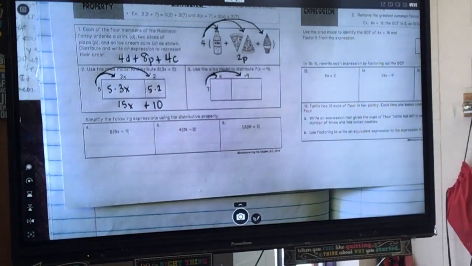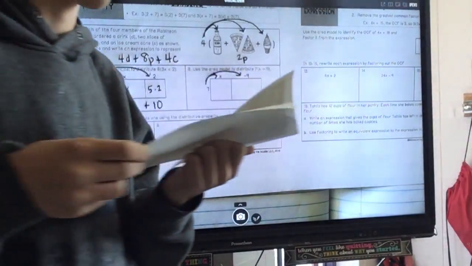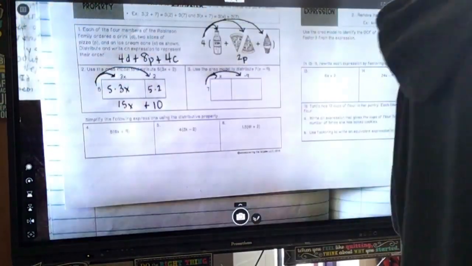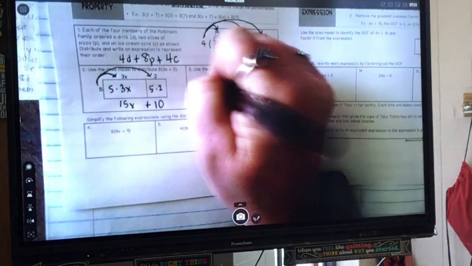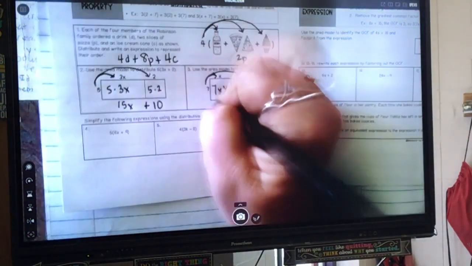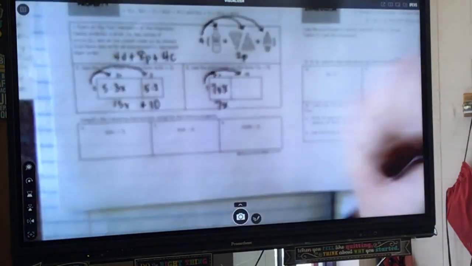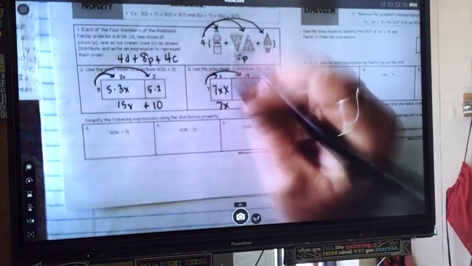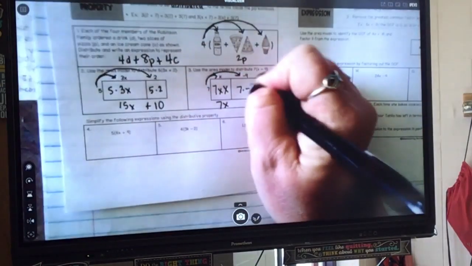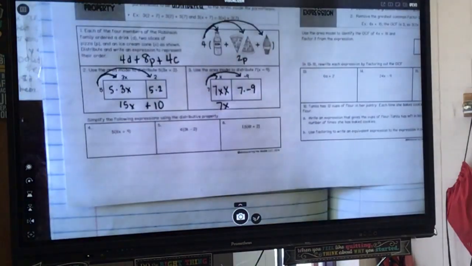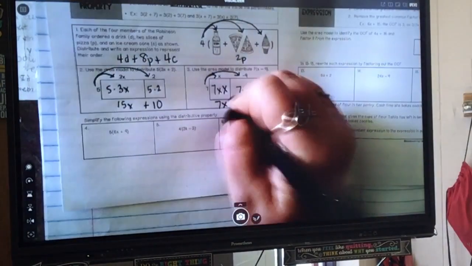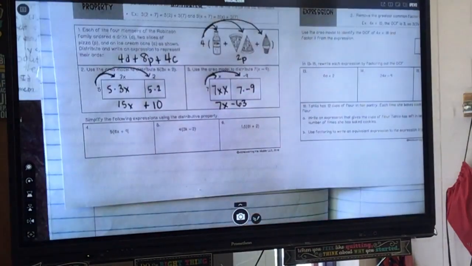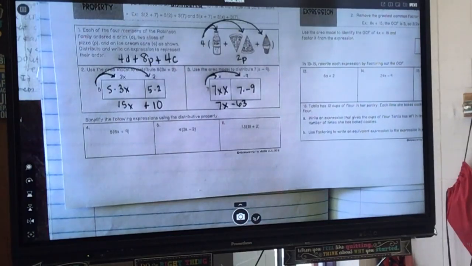Alright, what do you get when you do 7 times x? 7x. So you get 7x. And then what do we get when we do 7 times negative 9? Kayla. Negative 63. Does everybody understand why I did not put a plus there? Is there anybody who doesn't understand?